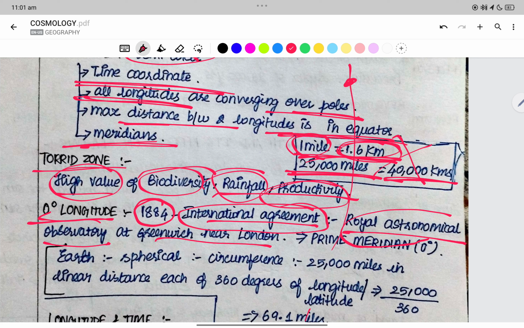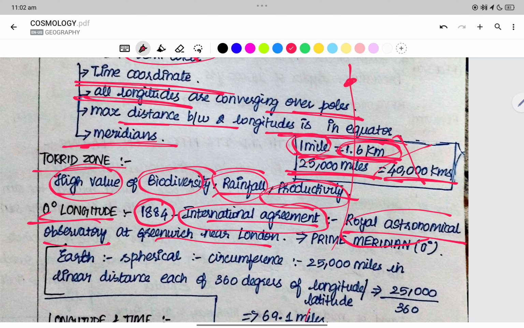The earth is spherical. The circumference is 25,000 miles. So now we understand why 25,000 miles is the length, since all the longitudes are similar, right? So the length of all the longitudes is 25,000 miles.